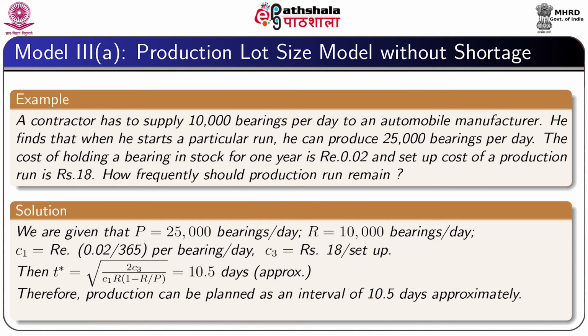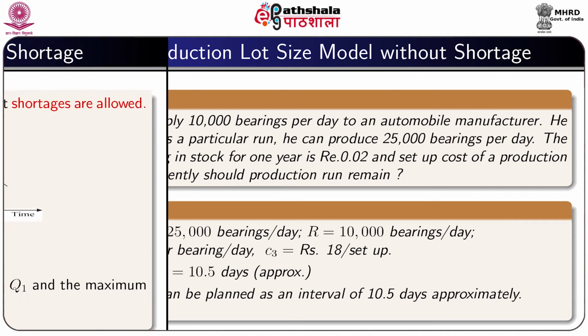From this problem, we see that the production rate P is equal to 25,000 bearings per day and the demand rate R is equal to 10,000 bearings per day. The holding cost C1 equals rupees 0.02 by 365 per bearing per day. So, the holding cost is converted into a day unit. C3, the setup cost, is rupees 18 per setup. Then using the formula of T star, we find the optimum value of T star is equal to 10.5 days approximately.